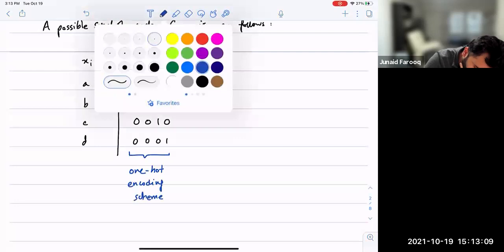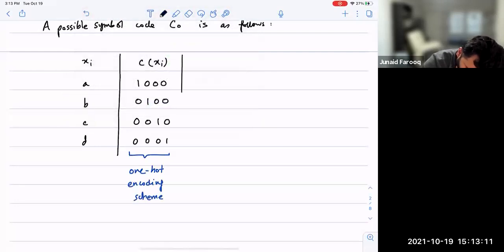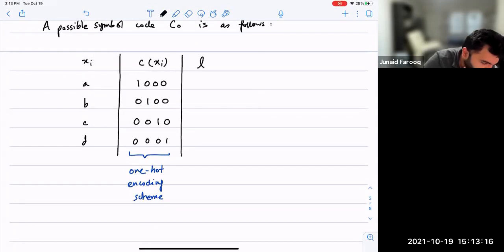Now, you can also write down the length of the code word. Here the length is called L, or let's call it Li, the length of the ith code word. And it comes out to be 4 for each of them.